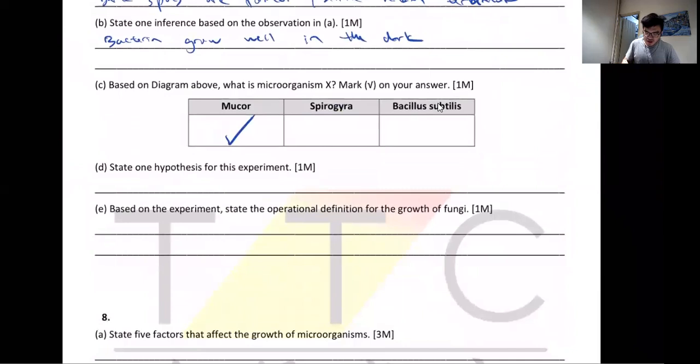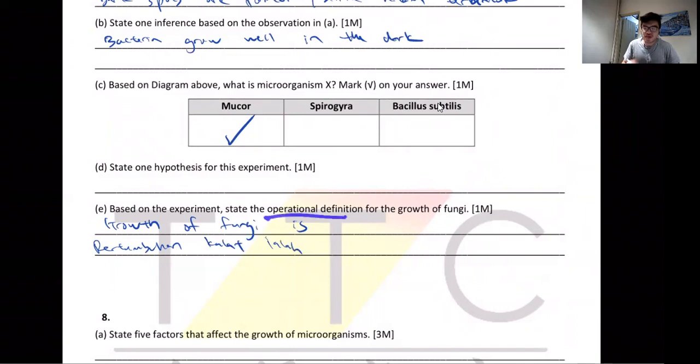Based on this experiment, state the operational definition of growth of fungi. Again, this is what they're asking for every time, isn't it? If they ask for the definition of something, write that something first. Since they want growth of fungi, we say growth of fungi is what? Pertumbuhan kulat ialah, okay, start from here first.